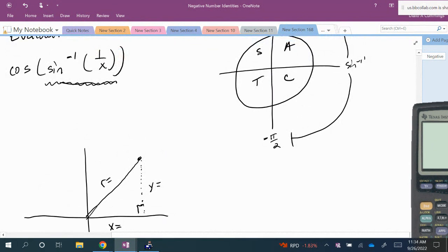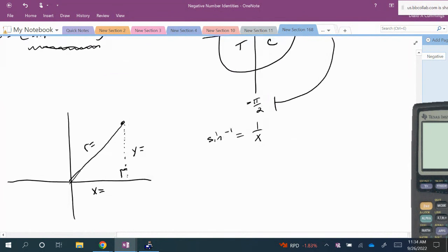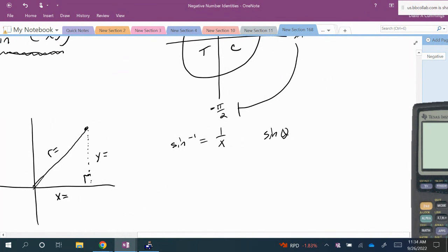We're given that the arc sine is 1 over x. So that actually means that the sine is 1 over x. Notice from our trig functions, the sine is y over r. So from this, we can conclude that y is 1 and r is x. So this is our angle measure theta always.